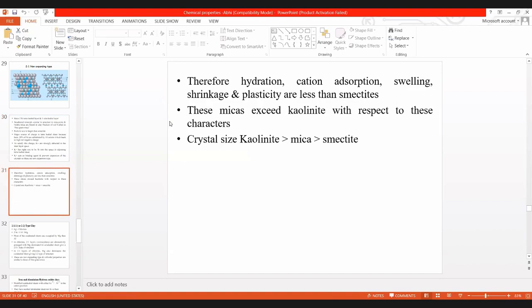Aaron? Therefore, hydration, cation absorption, swelling, shrinkage, and plasticity are less than smectites. These micas exceed kaolinite with respect to these characters. Crystal size of kaolinite is greater than mica. Mica is greater than the smectite. Smectite.